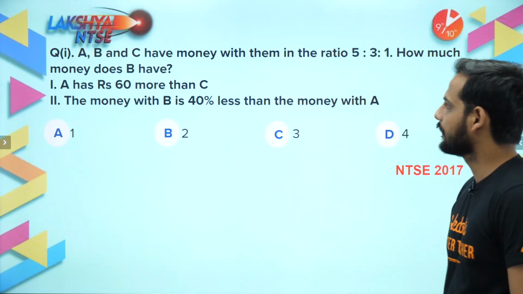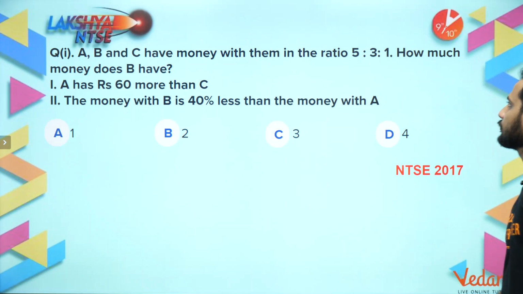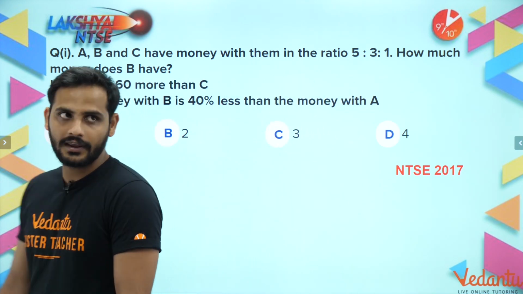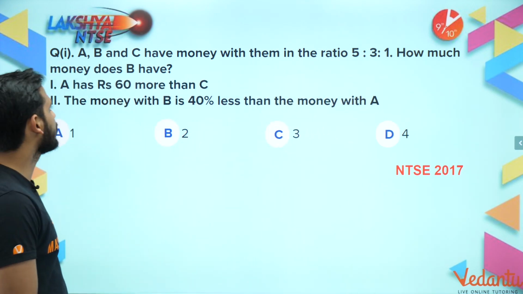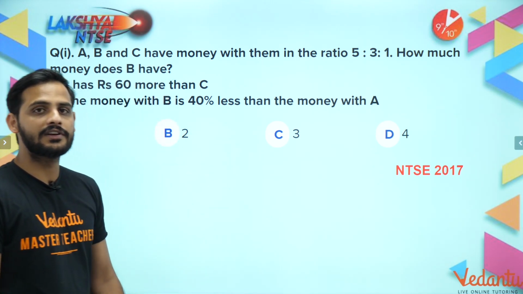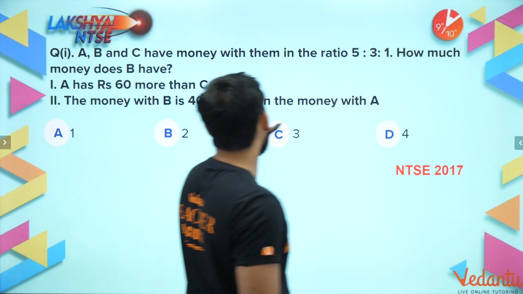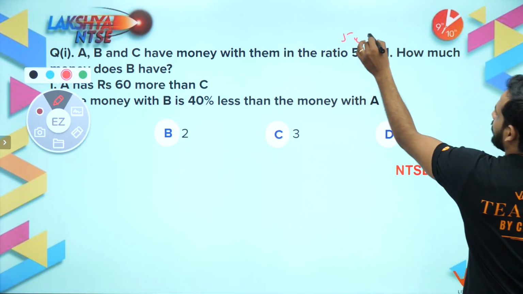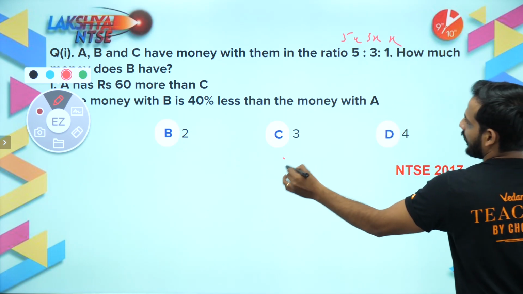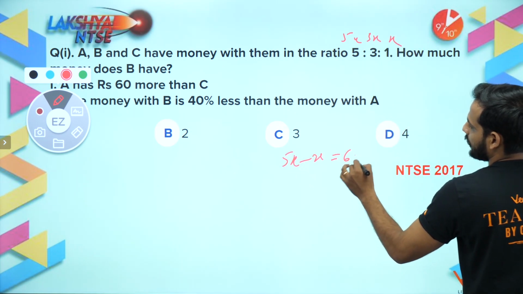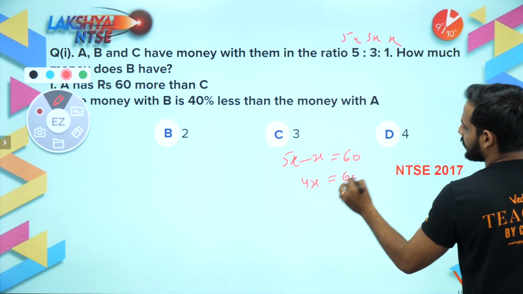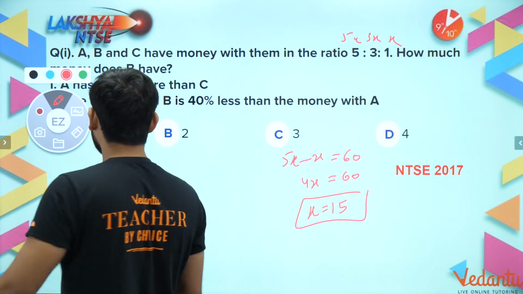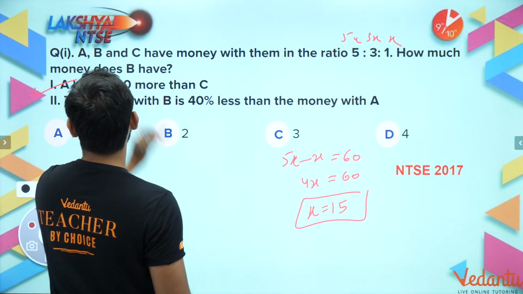So let us look at one problem. A, B, C have money with them in the ratio 5:3:1. How much money does B have? The first condition given is A has rupees 60 more than C. Now, since the ratio is given, I can say A has 5x, B has 3x, C has x. So now I know 5x minus x is equal to 60, 4x is equal to 60, so x is equal to 15. If I know x, I can get each and every person's value, right? So statement 1 alone is sufficient.